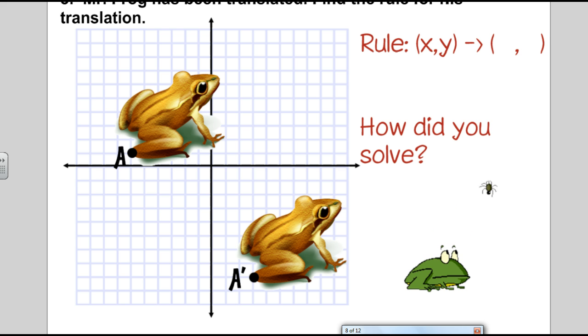Mr. Frog has been translated. Find the rule for his translation. So remember, A is the original point and A prime is the new point. So what happened from A to A prime? Anyone know? Down and to the right. No, that is not enough information, down and to the right.